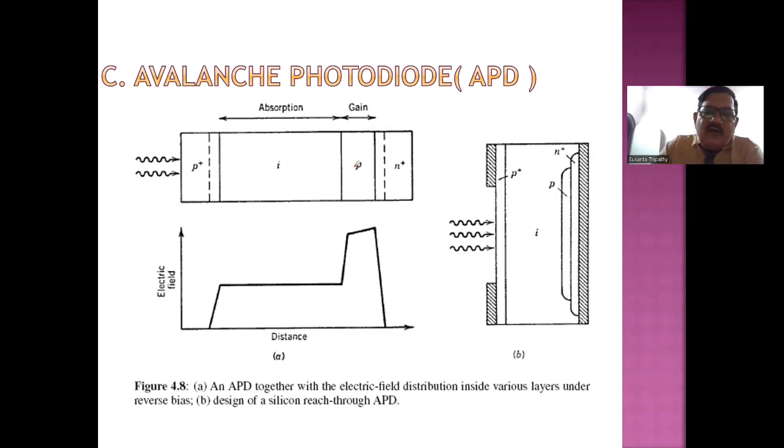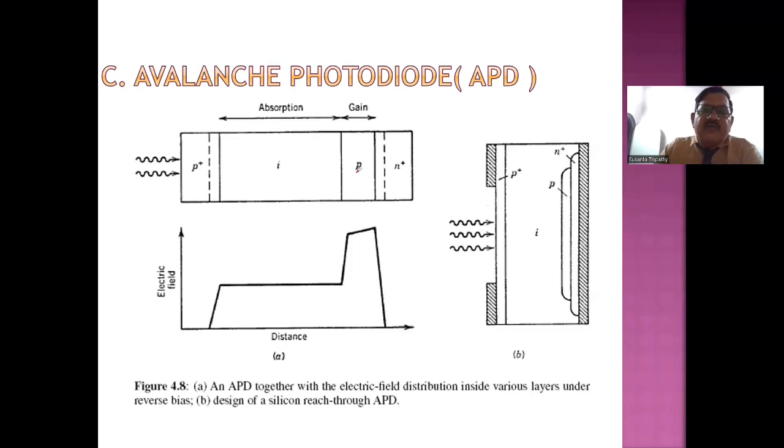Now, when these electrons reach here, they will be suddenly subjected to a further, stronger electric field. So this will increase the velocity of the electrons further. And when these electrons gain sufficient energy, they will be accelerated to a very high velocity. They will get more amount of energy.